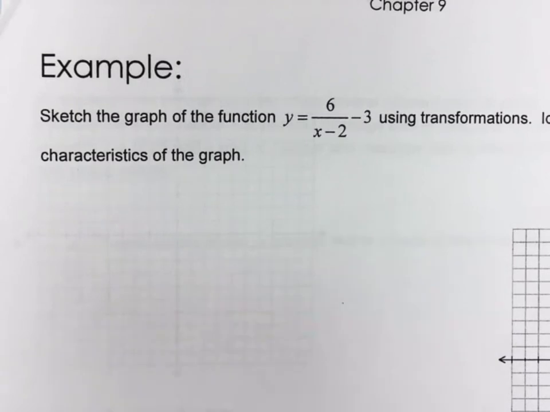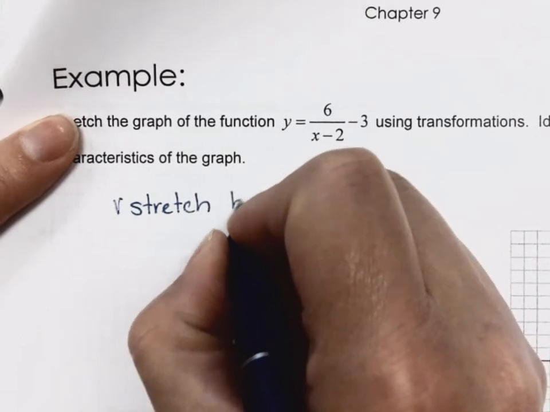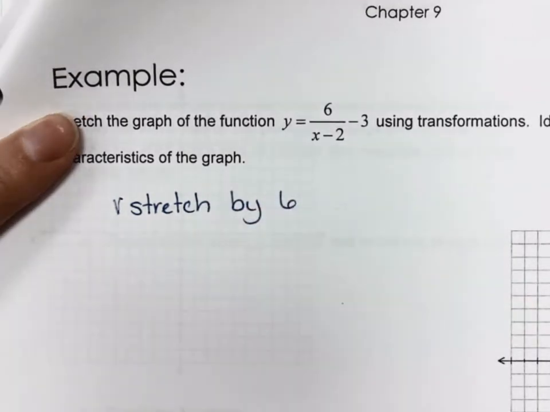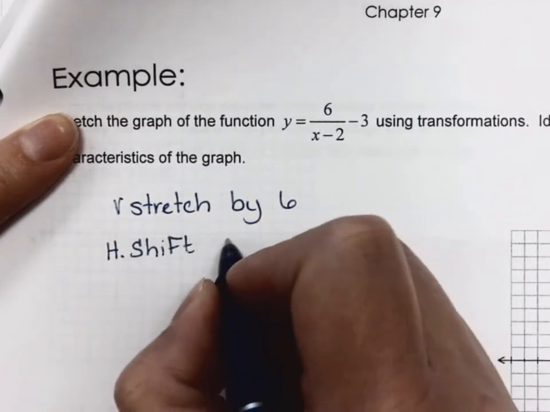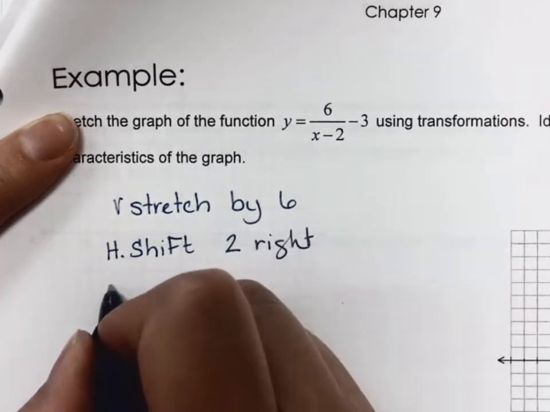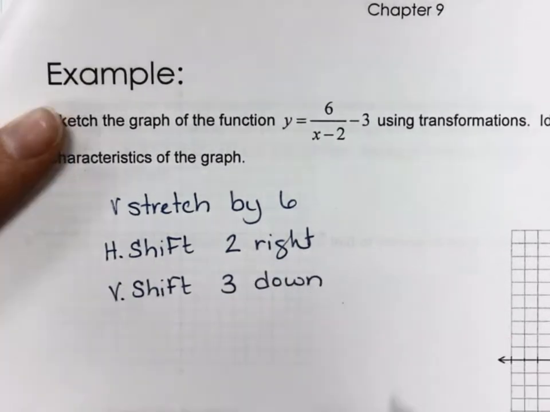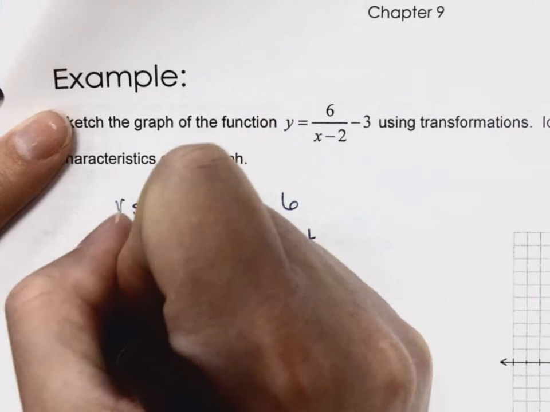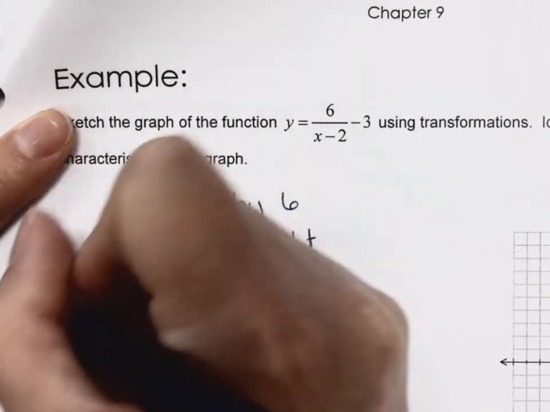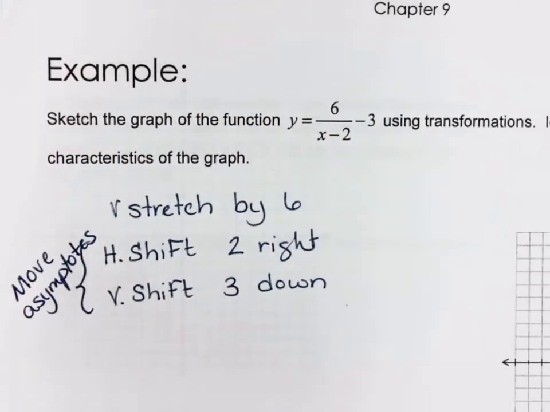Identify some things. What's happening? We have a vertical stretch by 6, right? We are horizontally shifting to the right, and we are vertically shifting 3 down. So what that means is it's going to affect our asymptotes. These move your asymptotes.